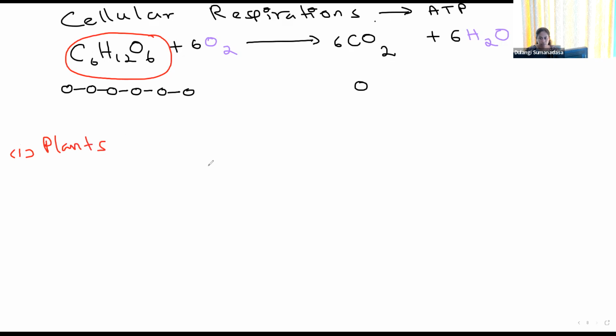Right, so how is the plant going to get their glucose? Because any living organism, if they are living, they must produce the energy, right? So the higher organisms, plants, animals, they have the cellular respiration. How are the plants going to get their glucose? How are animals or humans going to get their glucose? We did the digestive system last year.